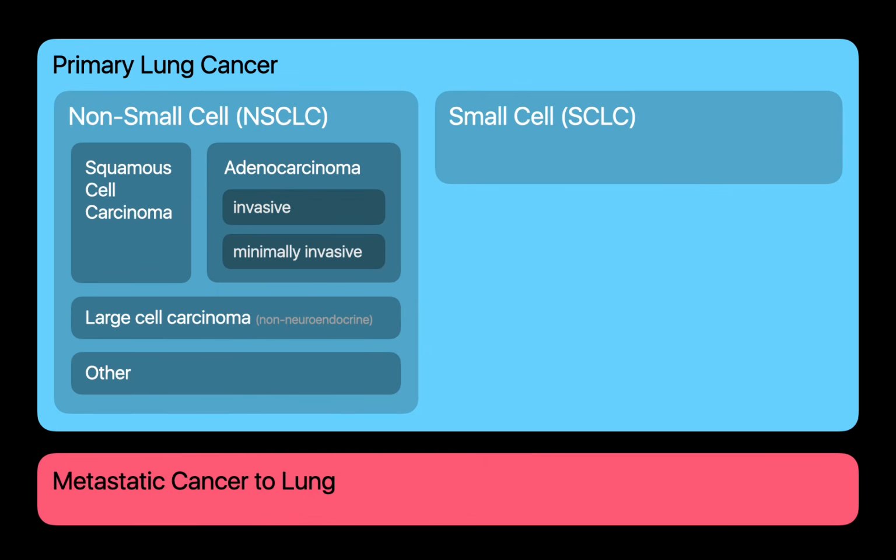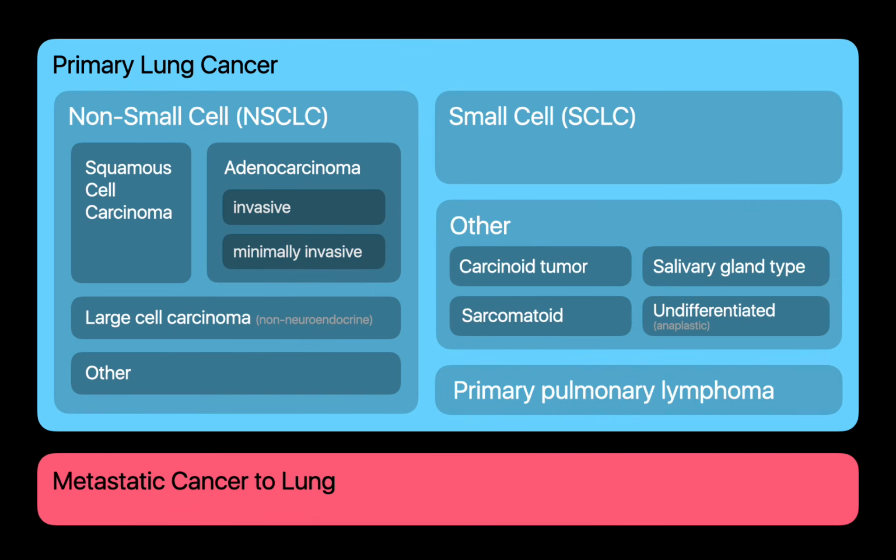Now, not every lung cancer is non-small cell or small cell. On occasion, you may encounter lymphoma of lung origin or other cancers that don't fall under the classification of non-small cell and small cell lung cancer, like carcinoid tumors and salivary gland type tumors.